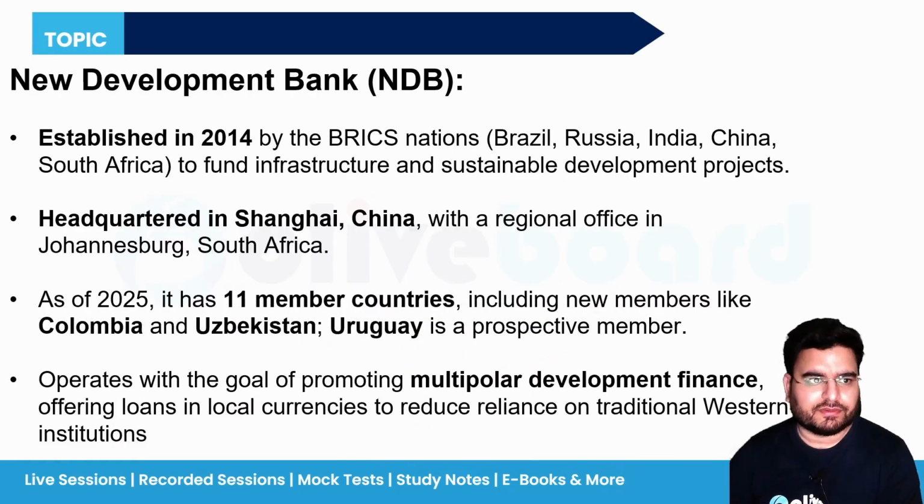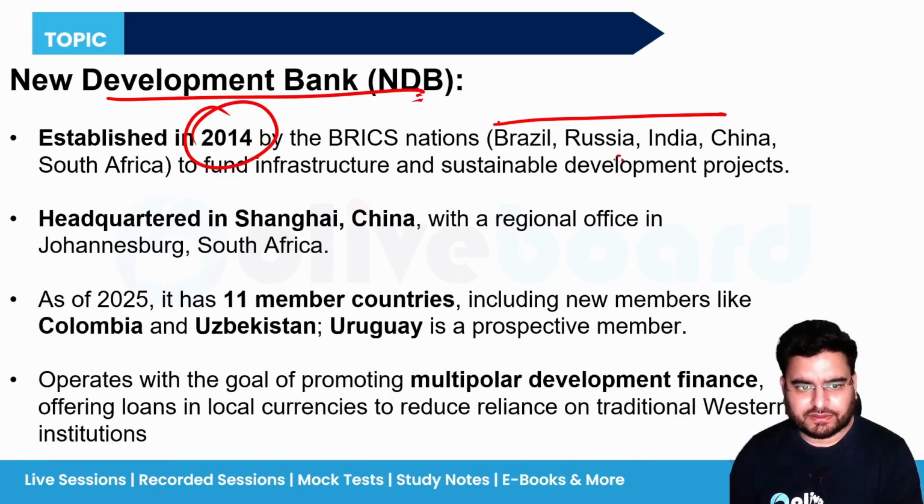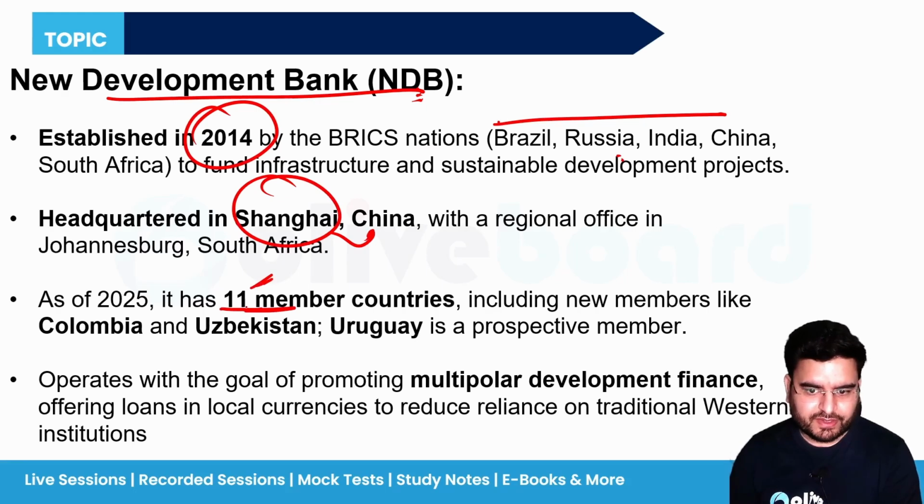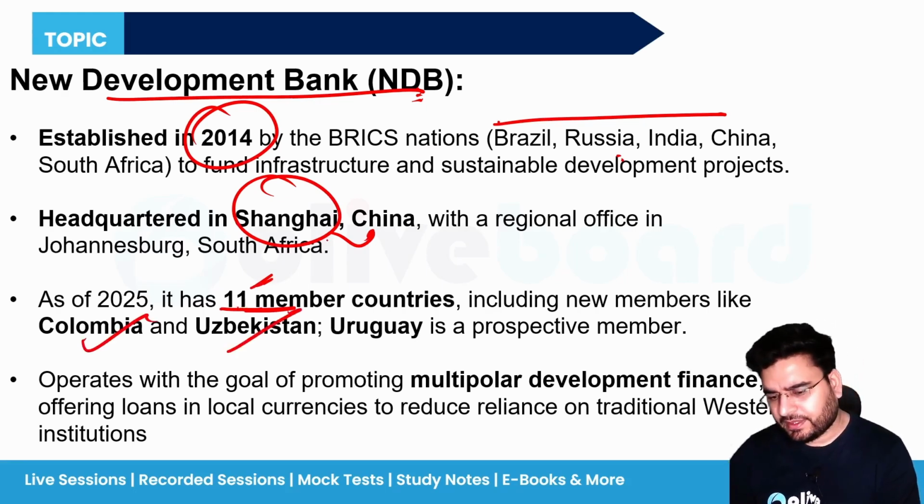Clear? So the New Development Bank was established in 2014. Got it? Founding members were the BRICS nations. Clear? Headquarters is Shanghai, China. You should remember this thing. And as of now, there are 11 member countries. Got it? Please remember this thing. New members were Colombia and Uzbekistan.